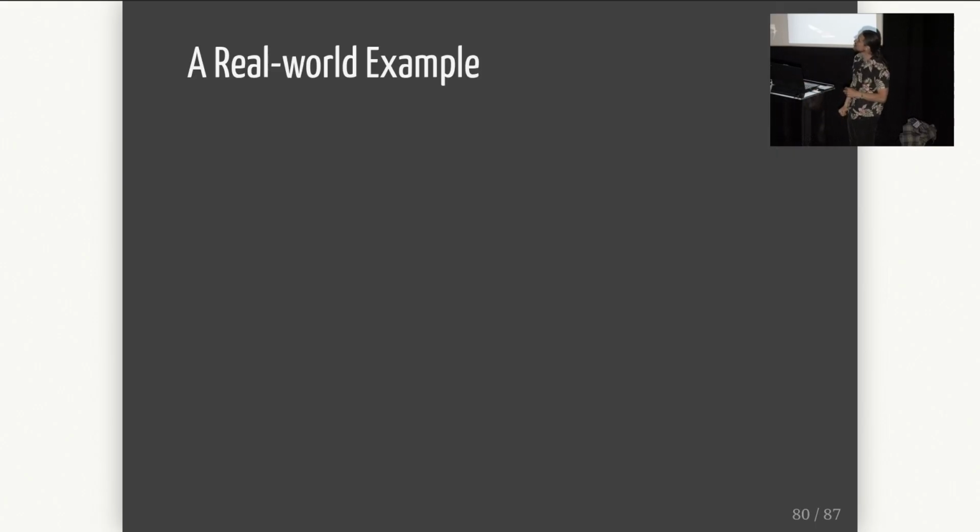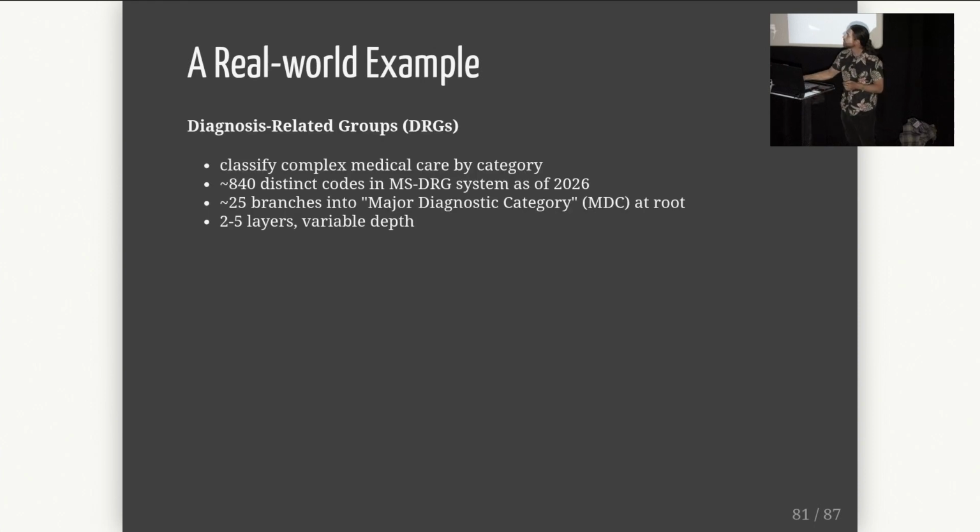And so a real world example that motivated all of this was a problem that I have at Trilliant, which is diagnosis-related groups, which I mentioned earlier. There's about 840 of them. They classify complex medical care by category. So if you go to the hospital and stay there, there's usually a DRG code associated. These are classified into 25 branches that are called major diagnostic categories. And there's 2 to 5 layers in this whole tree all the way down to a really specific treatment.